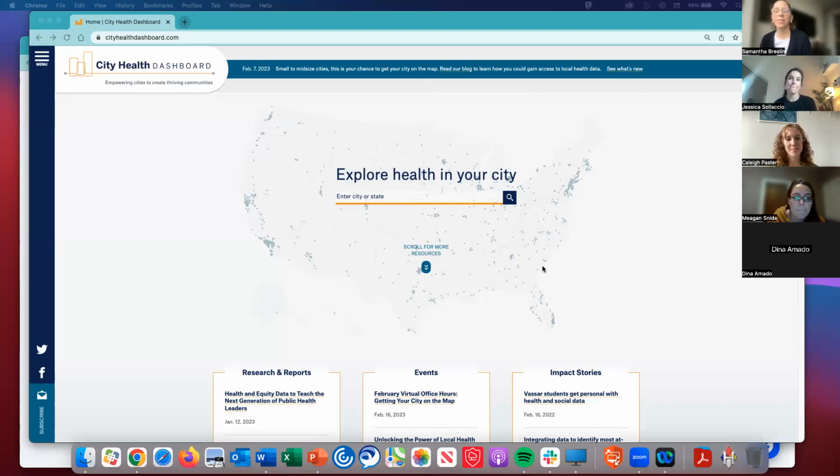So the City Health Dashboard is a free, accessible tool to anyone who wants to use it. All you have to do is come to cityhealthdashboard.com and you have access to all of the data and all of the features that we provide. Nothing that we do or that we provide is behind a paywall.